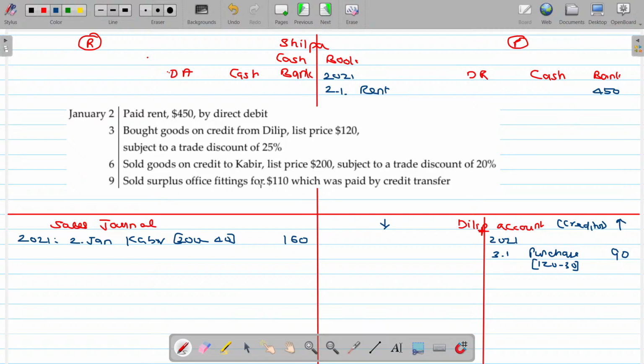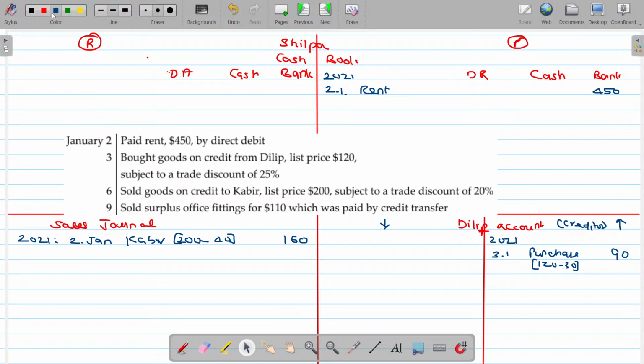Sold surplus office fittings for 110, which was paid by credit transfer. These were sold and money may be received, so it should be posted in the cash book. 2021, 9th Jan, you sold office fittings. I request you to finish off the cash book preparation ahead of this one. The value being 110, also routed directly through bank.